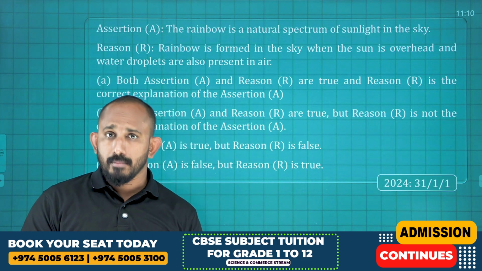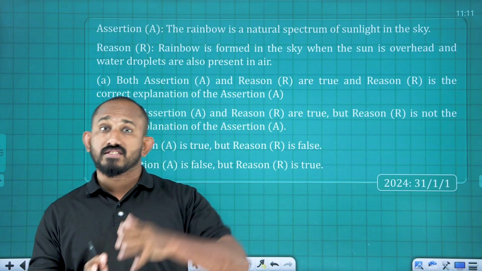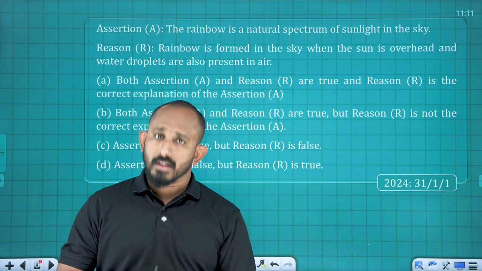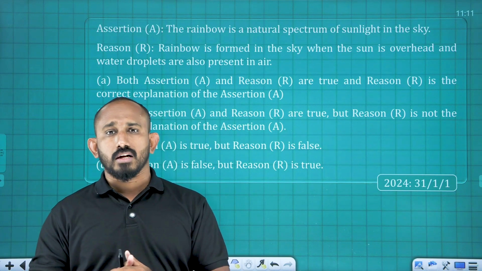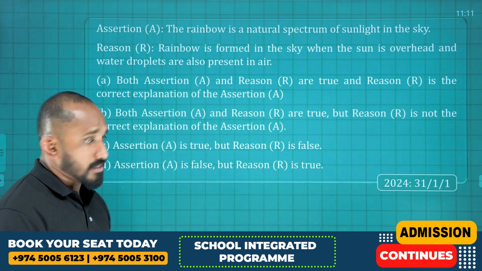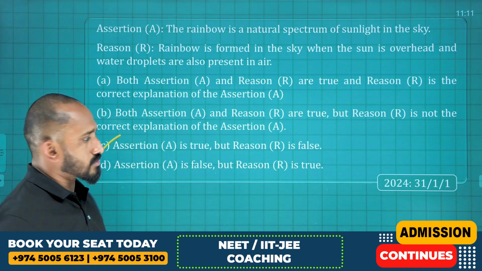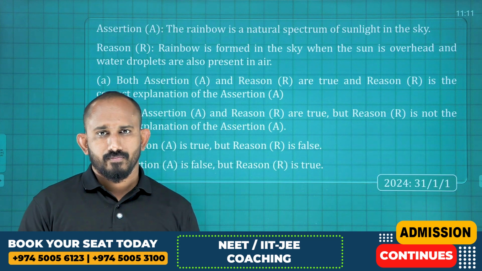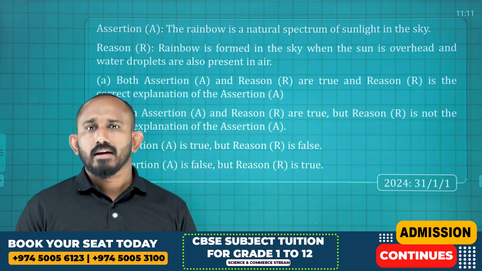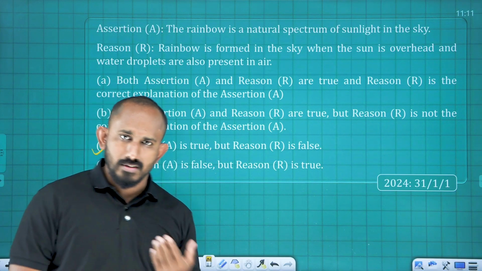Suppose in the morning, before noon, if you see a rainbow, it will be in the western sky. And in the afternoon, the rainbow will be in the eastern sky, because sunlight has to come from your backside. So here the assertion is correct, the reason is wrong. So C is the most appropriate answer. If you say overhead, meaning exactly at 12 noon, it's very hard to find a rainbow because of the sunlight. Okay, let's see the next question.